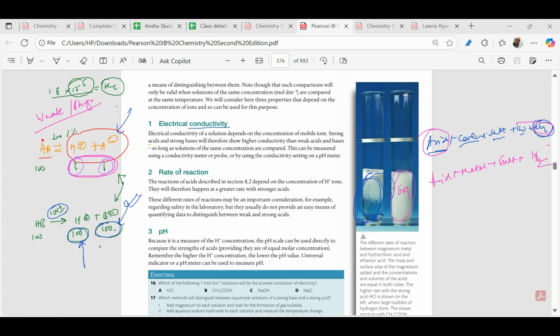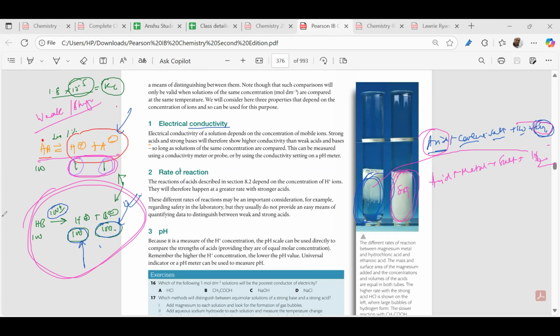So similarly, a weak acid will have very little hydrogen gas coming out slowly, whereas a strong acid fully dissociates, right? Thus, there will be a huge amount of H plus and H2 gas coming out. Now, this was the rate of the reaction.